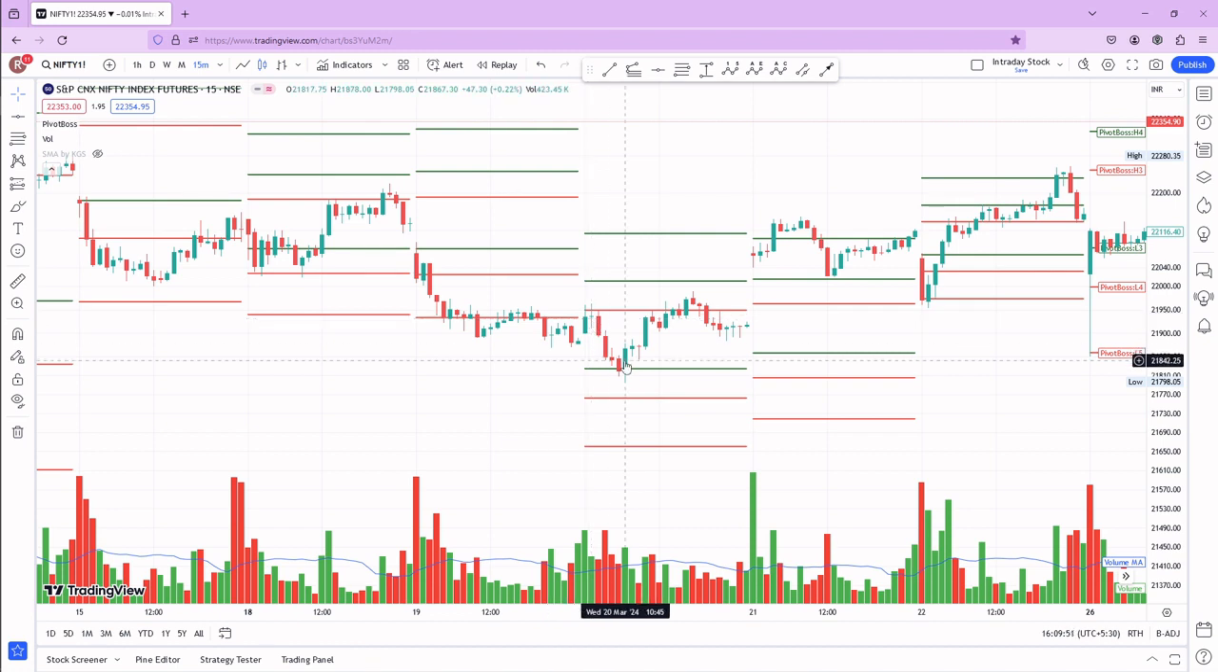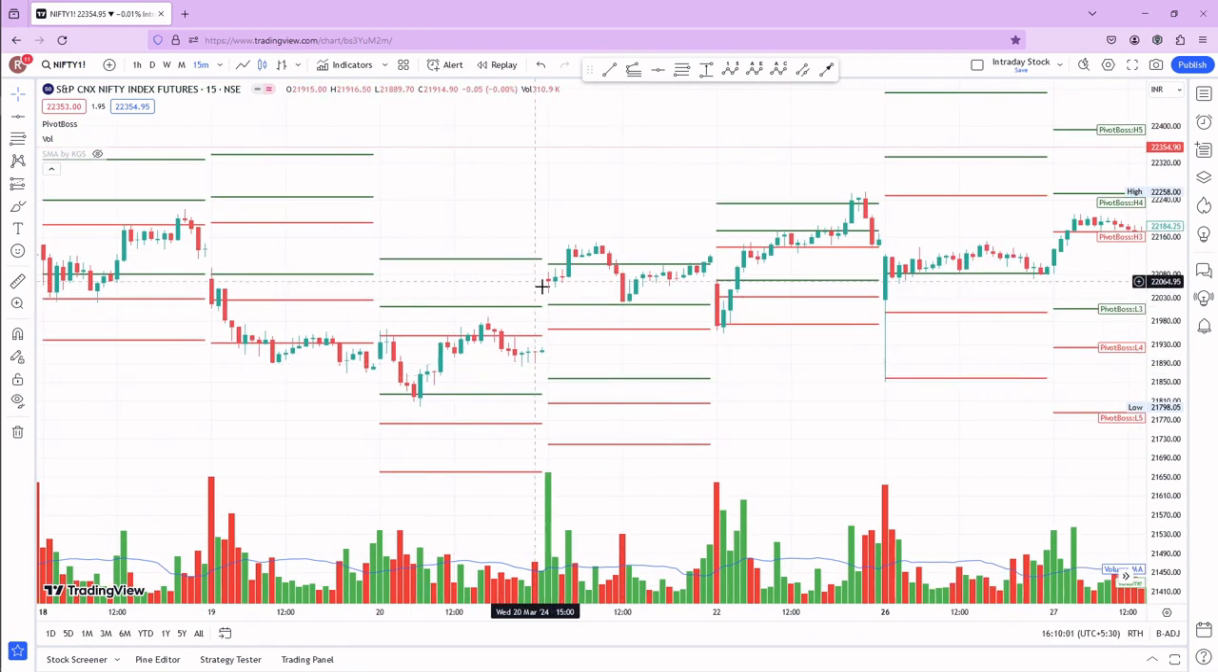Now if you still go down, here is also an outside reversal setup, and here the difference between the high to low is around 80 points. So it is better to avoid any trade over here. Clear? Now let me go to the other side.